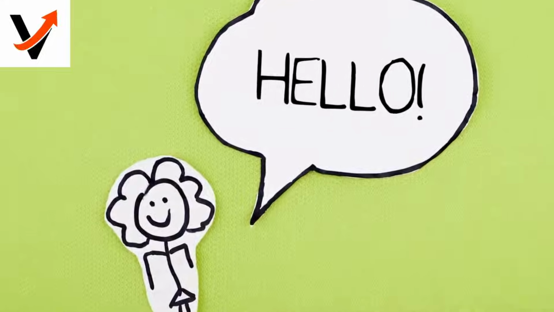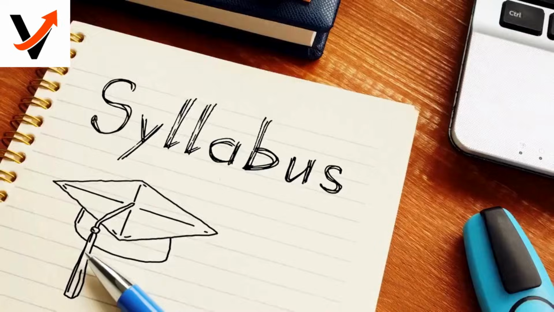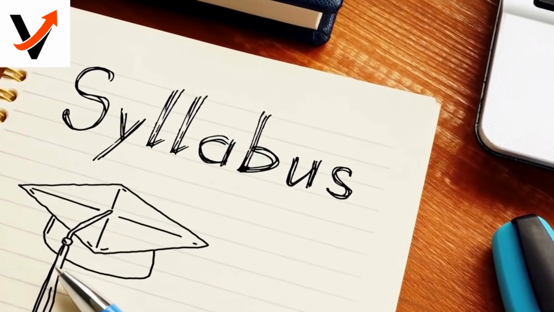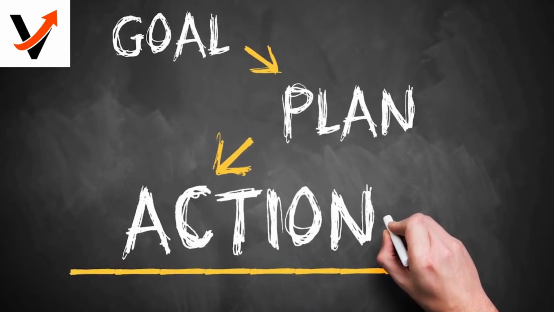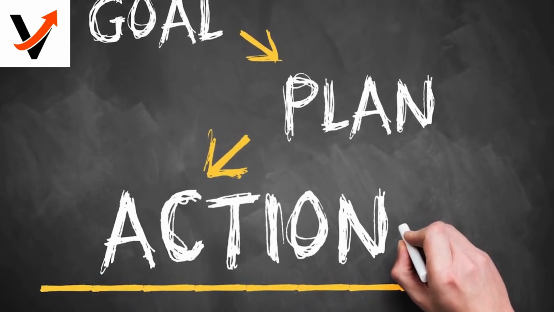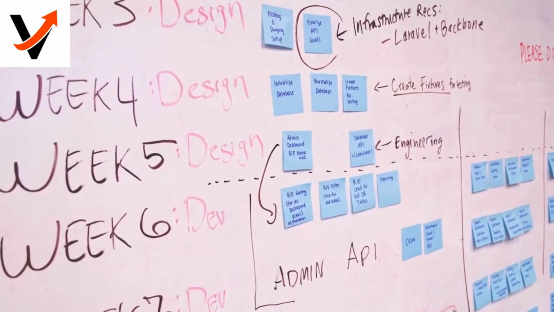Hello everyone. If you're preparing for the CELPIP exam and you want to get 9 bands, you should first know what the syllabus of CELPIP is. Then you should know what your study plan should be to get 9 bands. And after that, you should schedule your own learning based on your planning.